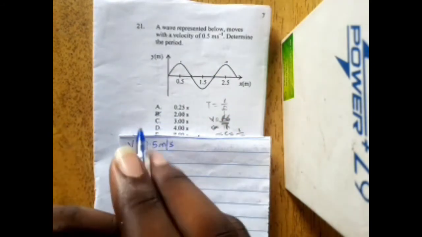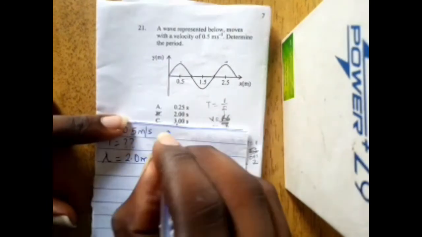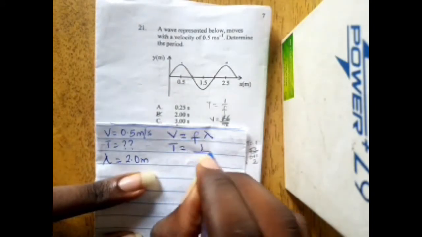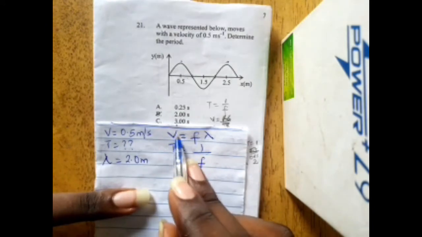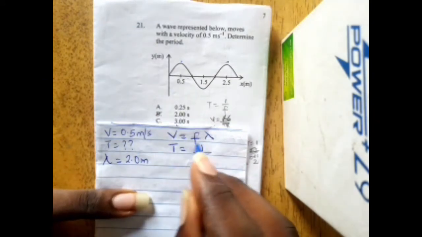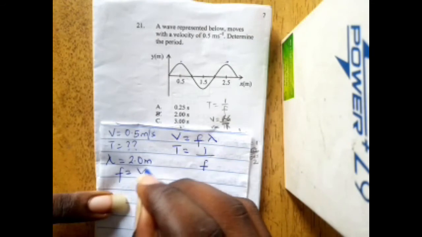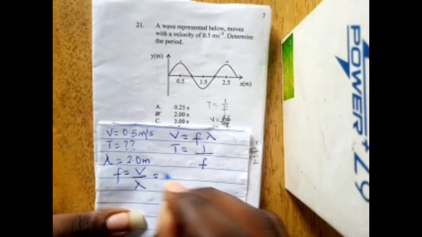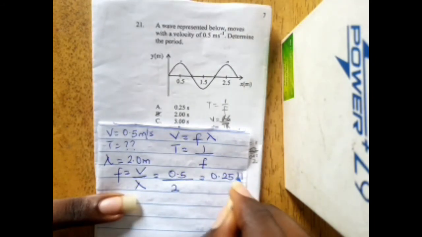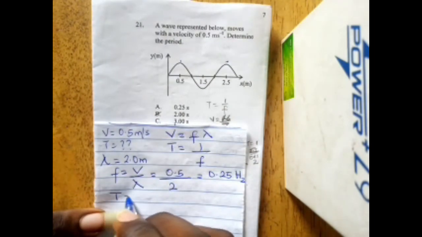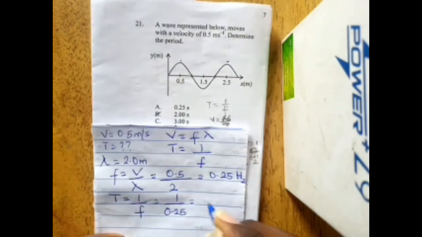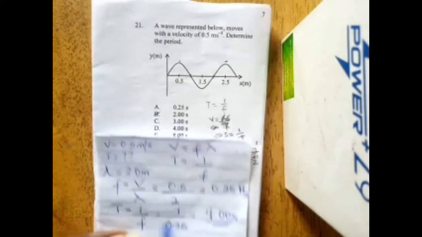So we have to find the period T. Now, recall that V equals F lambda, and recall that T equals 1 over the frequency. We have velocity given, we don't have the frequency, but we have our wavelength from the diagram. So our frequency is equal to V over lambda. V is 0.5, lambda is 2, it gives us 0.25 Hertz. And to find our period T, T is equal to 1 over frequency. So 1 over 0.25 gives us 4 seconds. So the answer here is D.